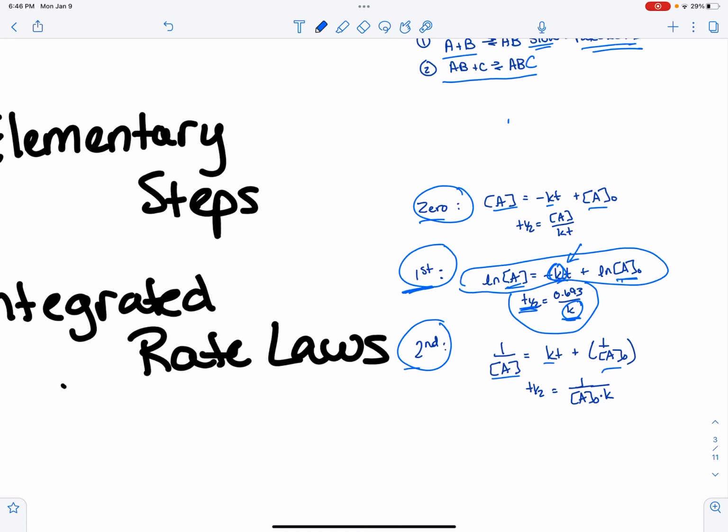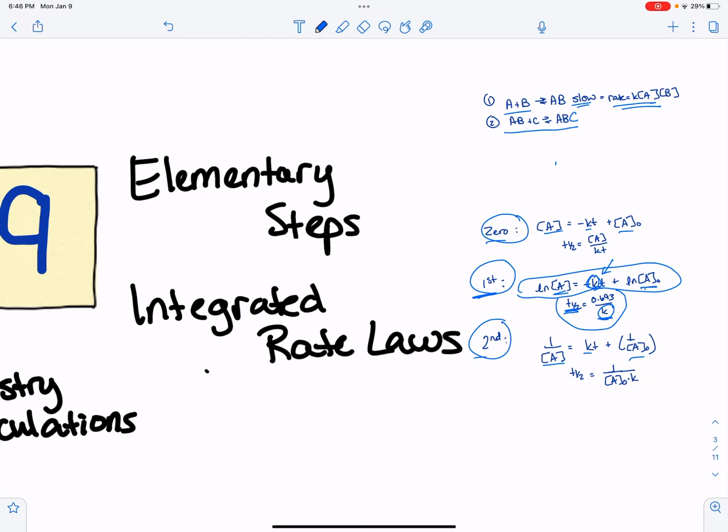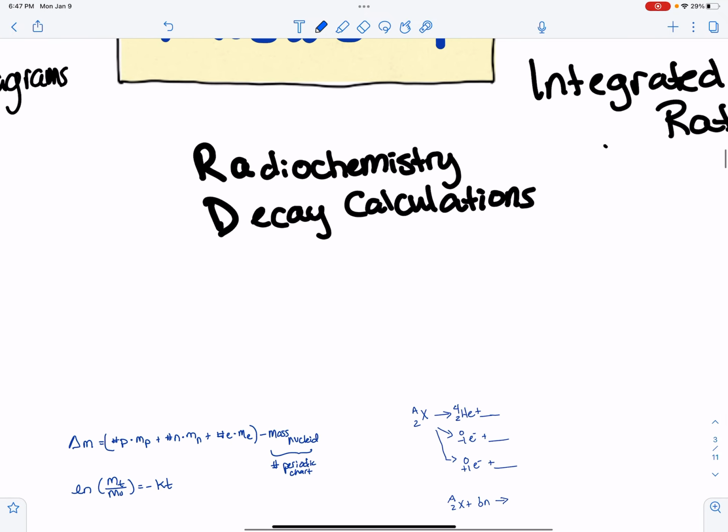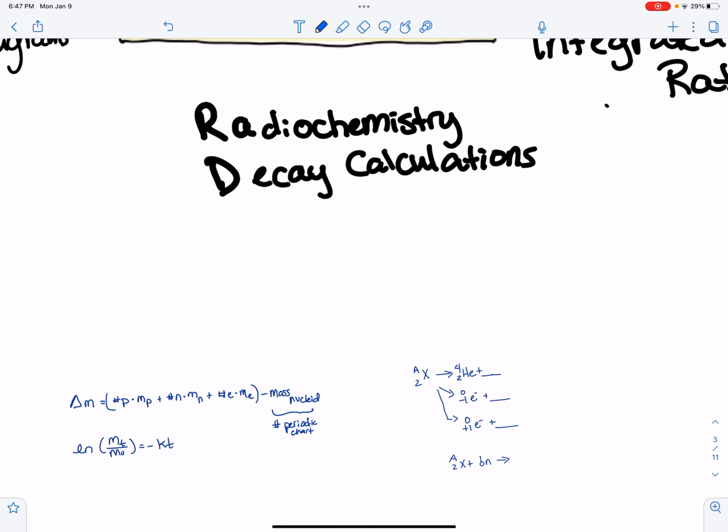Again, it's plugging and chugging, but you have to make sure that you're paying attention and you pick the right equation. And finally, radiochemistry decay calculations. This equation that I have written here for the mass defect looks really complicated, but it's just the number of protons in an atom times the mass of a proton, which is given to you, the number of neutrons times the mass of a neutron, and then the number of electrons times the mass of an electron. You add them up, and you subtract from that the mass of the nuclide, which is that number you get from the periodic chart. It's really close to the number on the periodic chart. And the difference in those 2, that's the mass defect. And then you will also use this version of this equation to calculate how much changes, like you'll deal with it for half-lives and stuff.